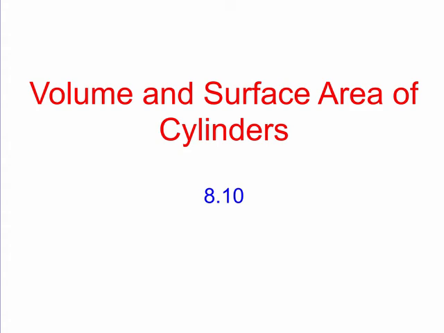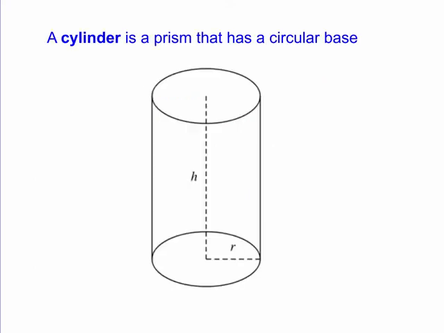For this video, we're going to be finding the volume and surface area of cylinders. So let's start by addressing what is a cylinder. Well, a cylinder is just a prism that has a circular base. Remember, a prism is just a solid that has rectangular sides.